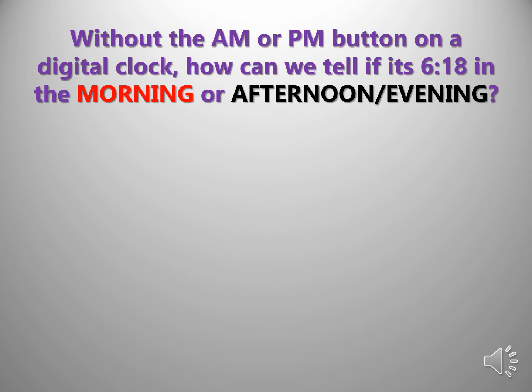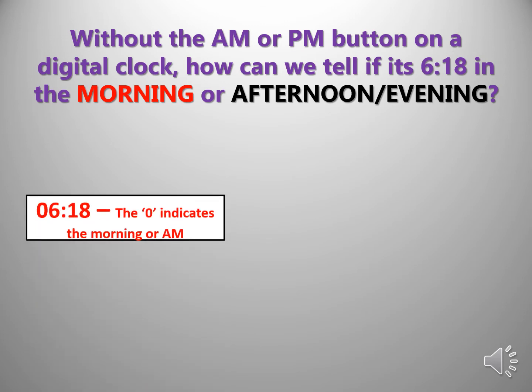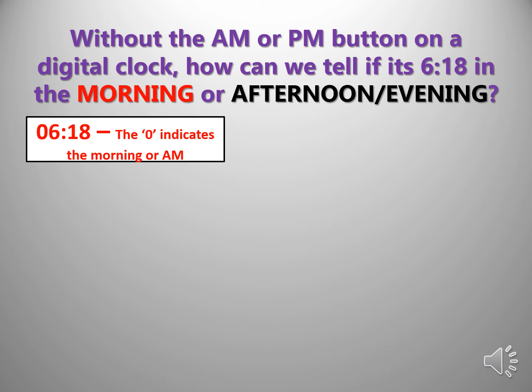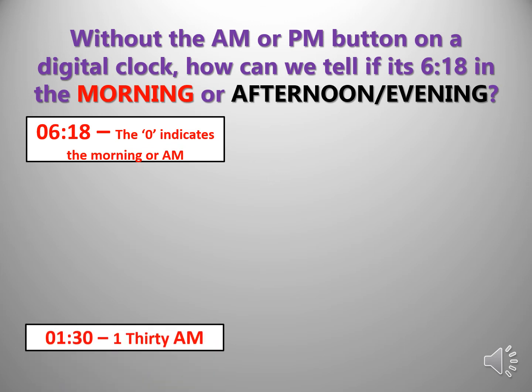Now, without the AM or PM button or light on a digital clock, how can we tell if it's 6:18 in the morning or 6:18 in the afternoon, evening, as we saw on the previous clock? So here we are, 06:18. So notice we have a 0 this time. The 0 indicates the morning or the AM.